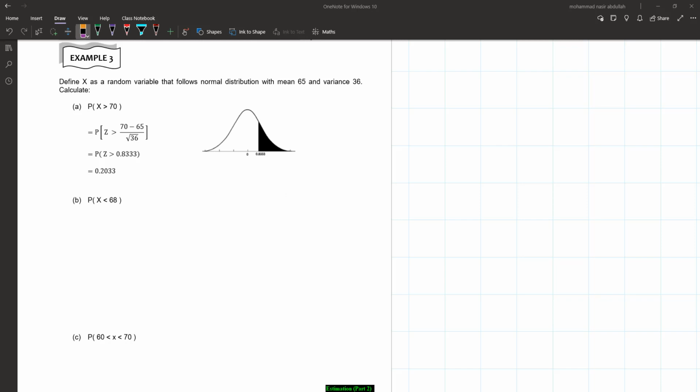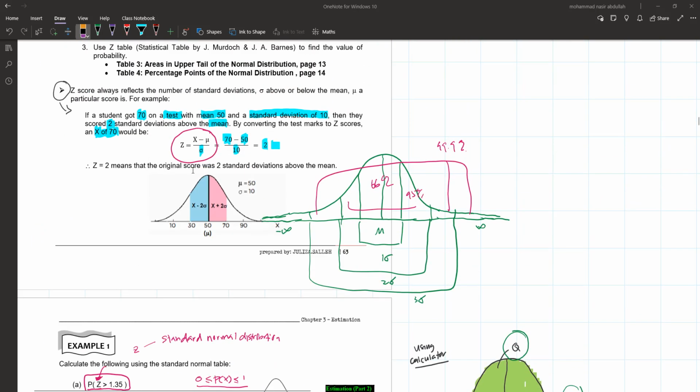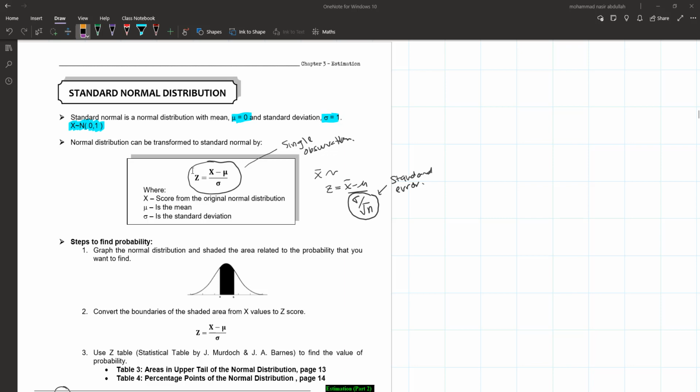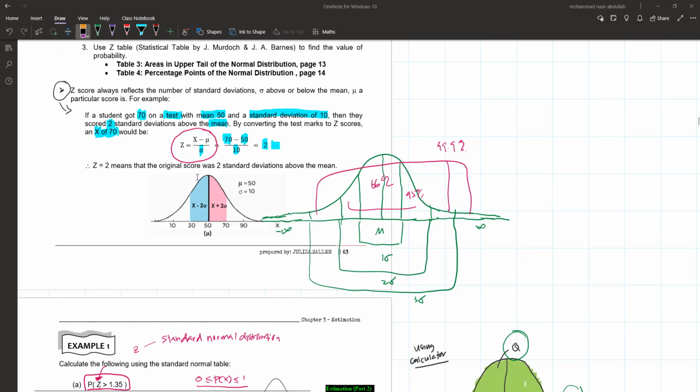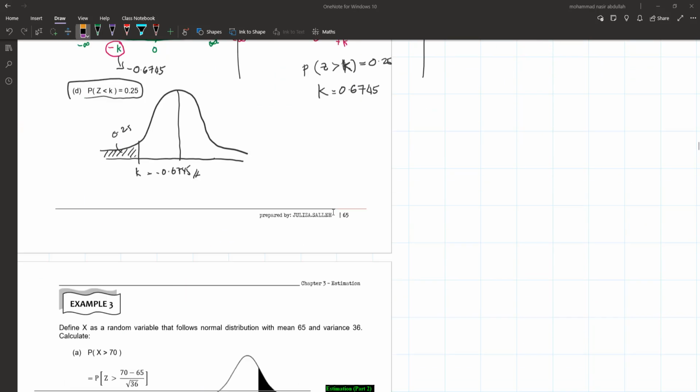Okay. Last class, we already covered the introduction to estimation, and we touched on the normal distribution and the standard normal distribution. I hope you already know how to calculate the probability of a region or area under the curve for a normal distribution using the standard normal distribution table. So let's look at example number 3.